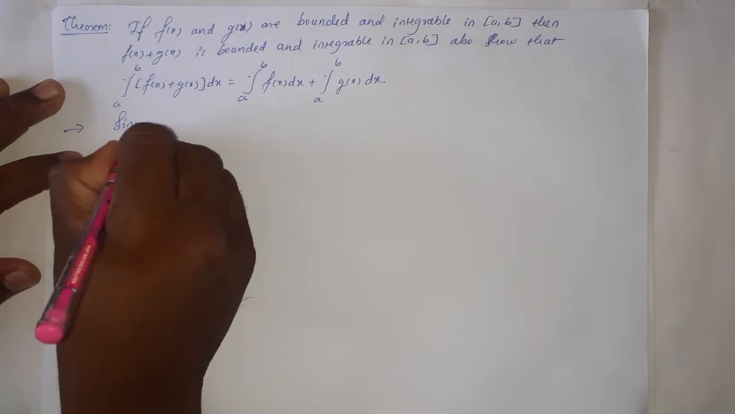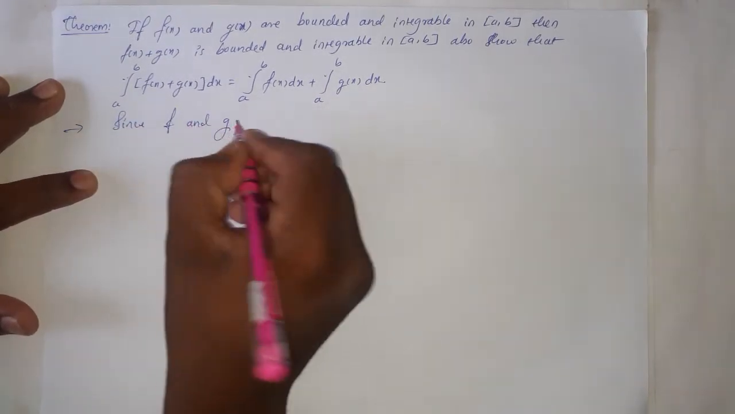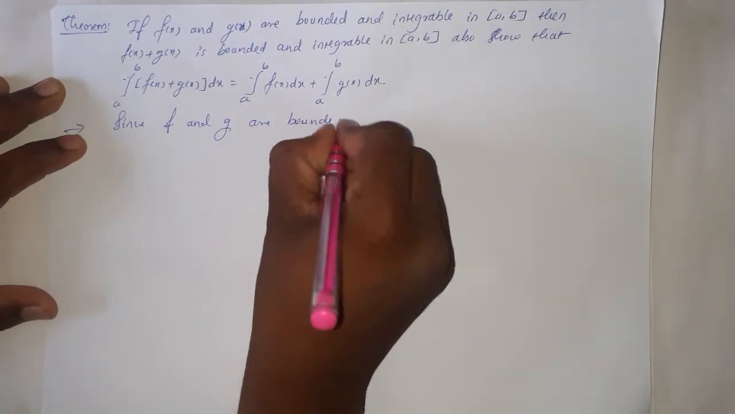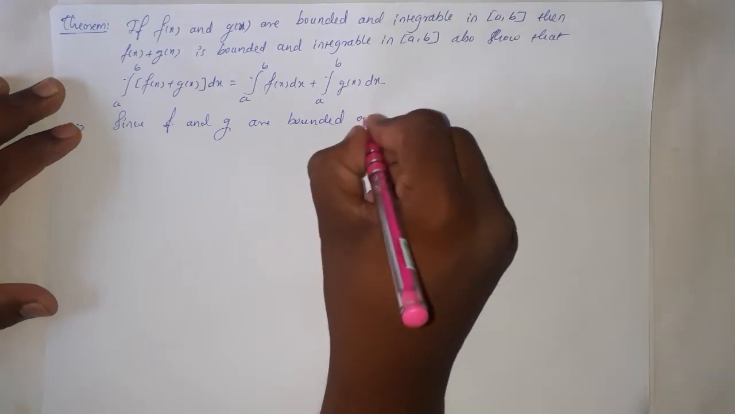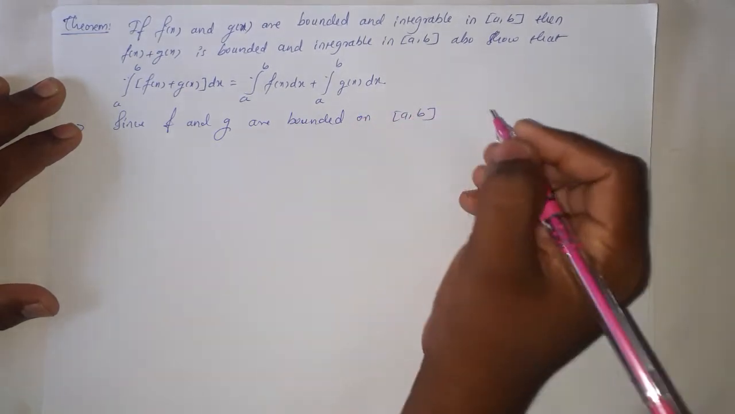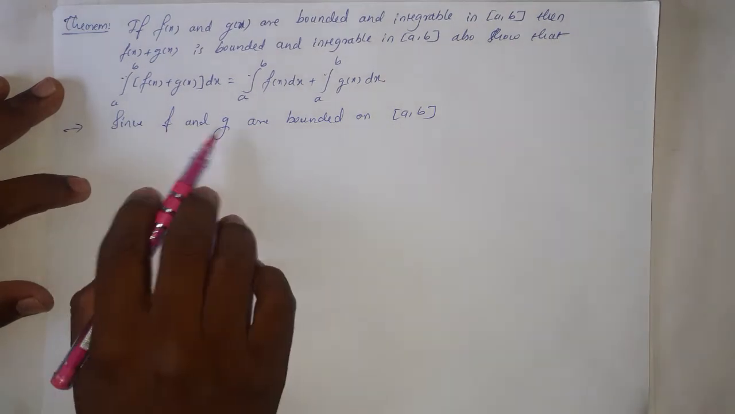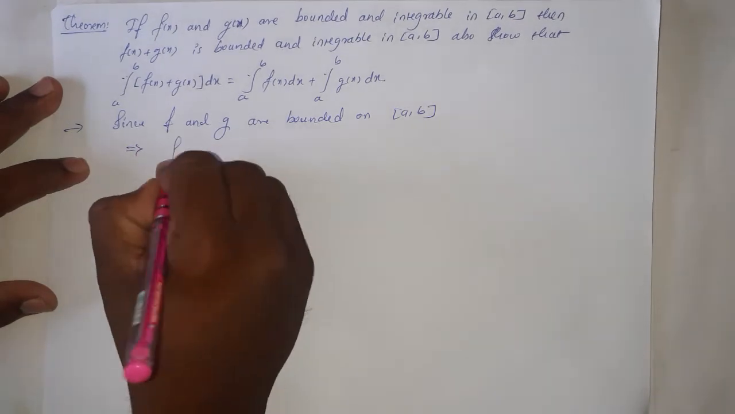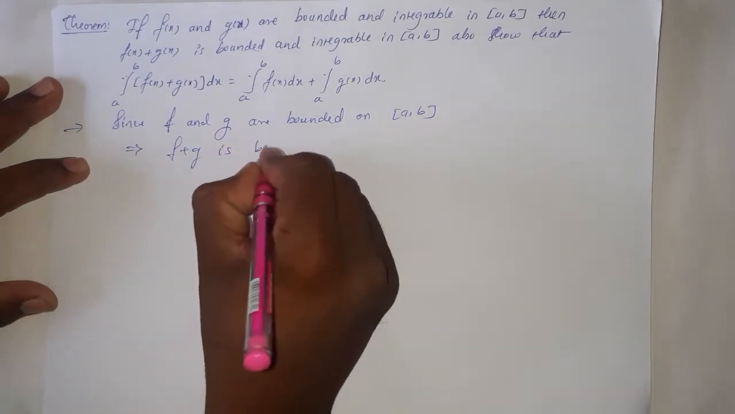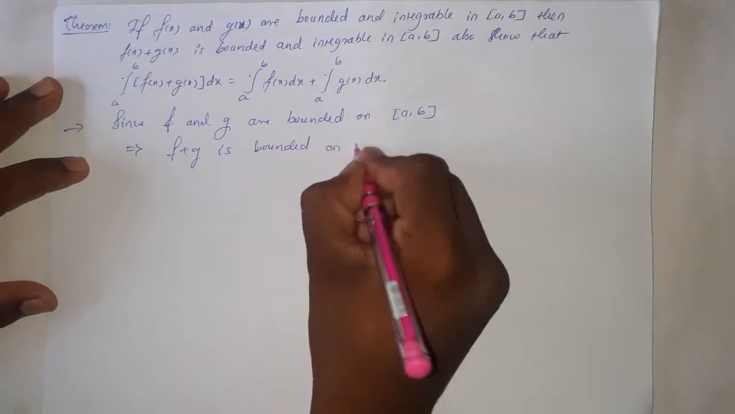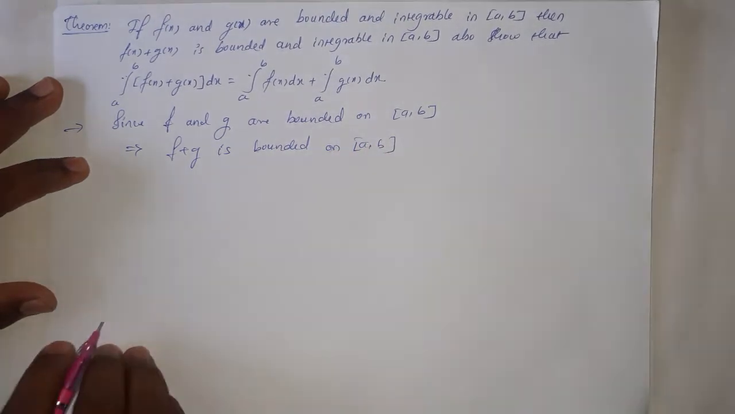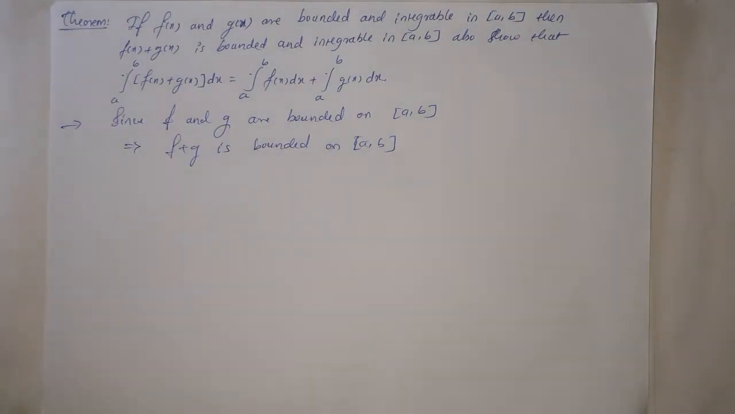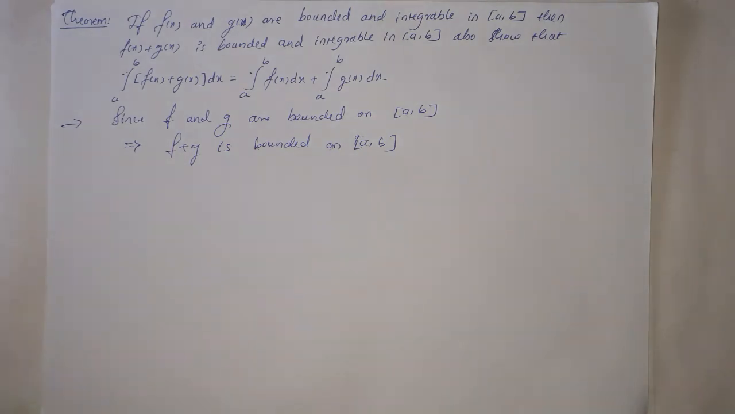Since f and g, which are the given functions, are bounded on the closed interval a b. So, here it is given that the two functions f and g are bounded. Then by using the properties of bounded functions, we can say that f plus g is bounded on the closed interval a b. So, now here since f and g are bounded, then by using the algebra of the bounded functions, we can say that f plus g is bounded function.